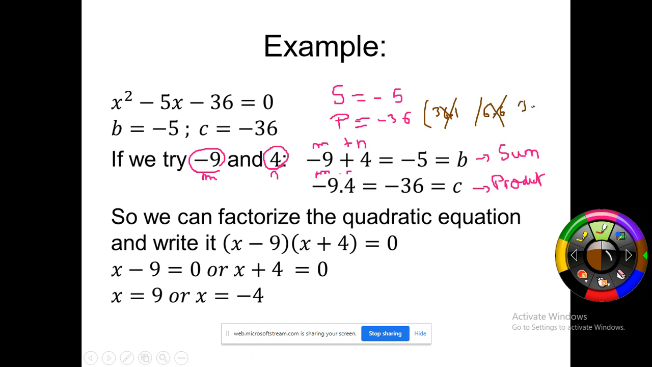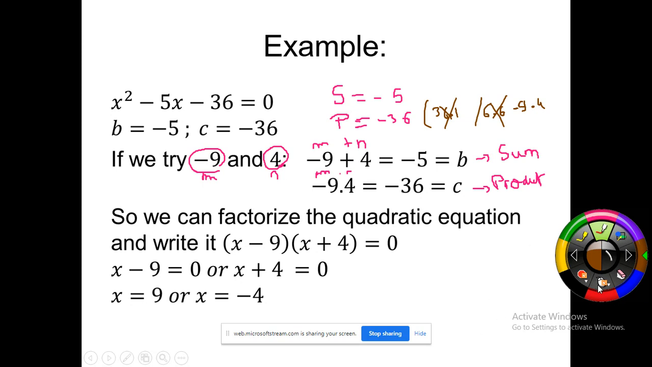But 9 times 4 gives me 36, not minus. So I'm going to need to put minus for one of those two. If I put minus for the 4, if I add them, 9 plus minus 4 gives me 5, not minus 5. So I should put the minus for the biggest. So minus 9 times 4 gives me 36, and then if I add them, it gives me minus 5. So all the time when I start with the multiplication, it is much more easy.